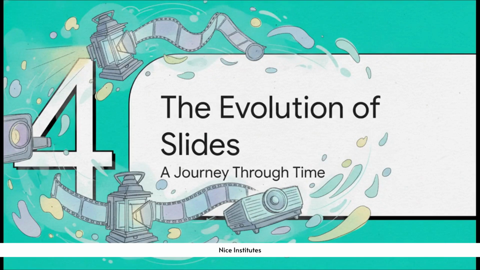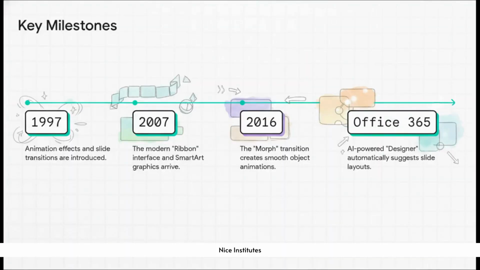But the PowerPoint we use today is a completely different beast from where it all started. To really appreciate what it can do now, we've got to take a quick trip back in time and see how much this software has changed over the years. And you can see that whole journey right here. It really started with just adding basic movement and transitions back in the late 90s. Then, about 10 years later, the focus shifted to design, with that modern ribbon menu making it way easier to create good-looking slides. Then we got total game changers like the morph transition, which gives you these super smooth, almost cinematic animations. And now AI is literally designing slides for us. The one constant has just been this relentless drive to innovate.